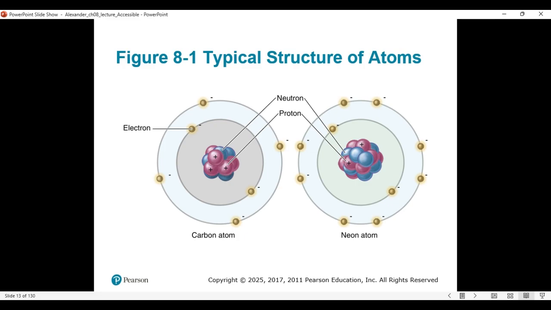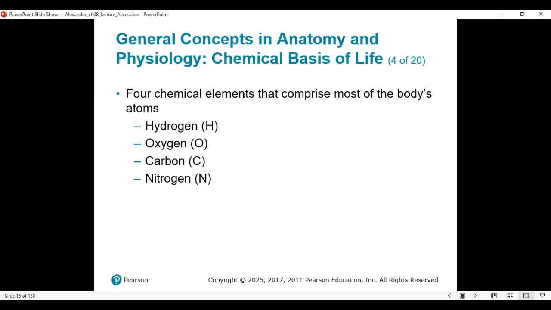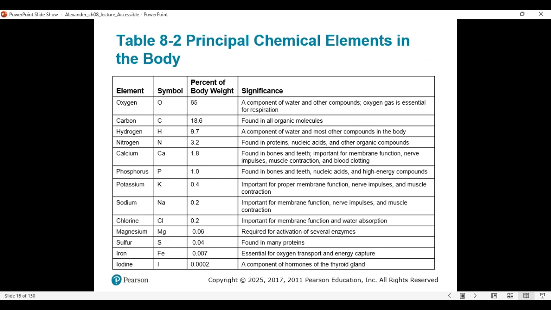Here's a typical structure of an atom. You can see the protons and the neutrons in the middle being circled by the electrons. The elements most comprising the body are hydrogen, oxygen, carbon, and nitrogen. These are the four most predominant elements in the body. Here's a table that shows all the other elements that are in the body.